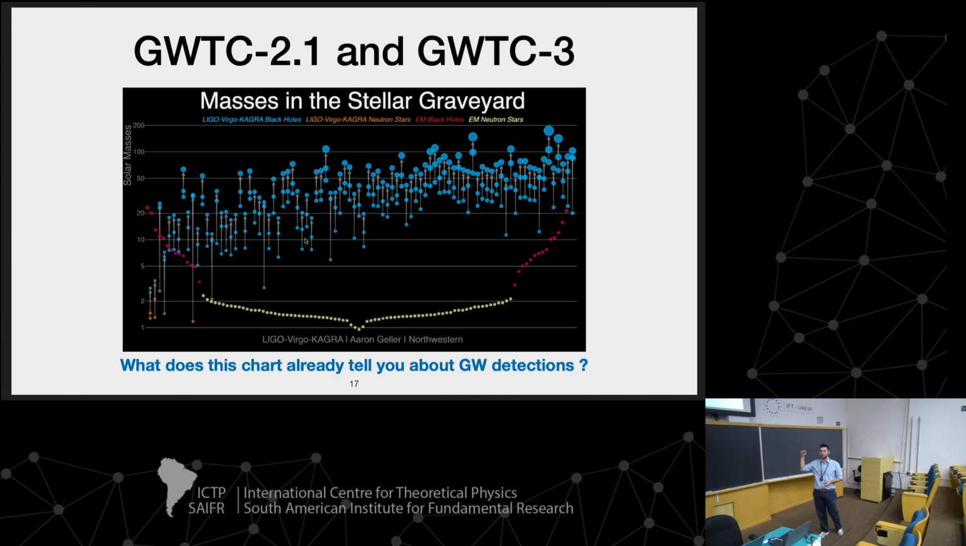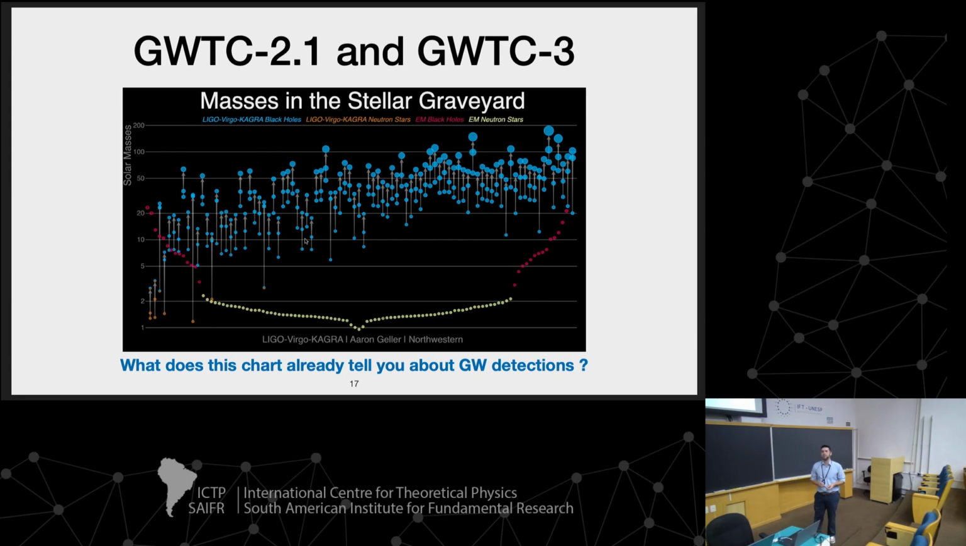So basically, the farthest events are the most massive ones, but do you think it's something physical, or are we blind somehow, or do we have a selection? It's a selection bias, because we cannot see the smaller masses merge if they're too far away. Exactly.